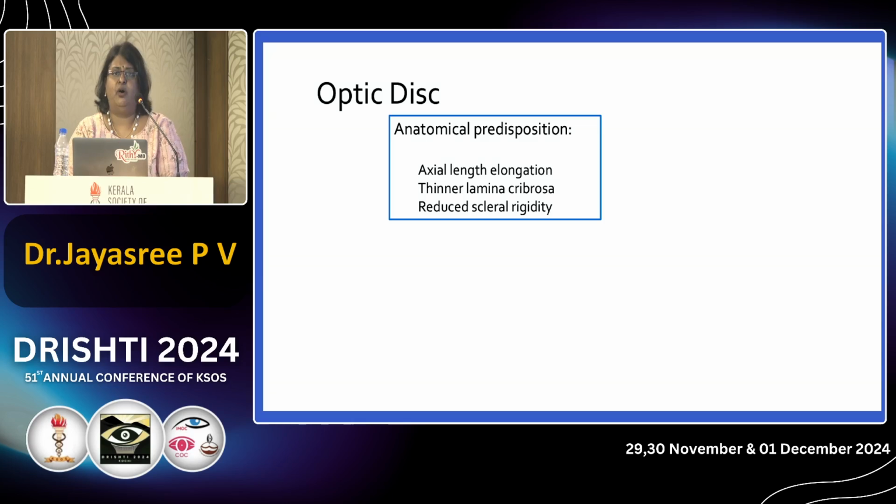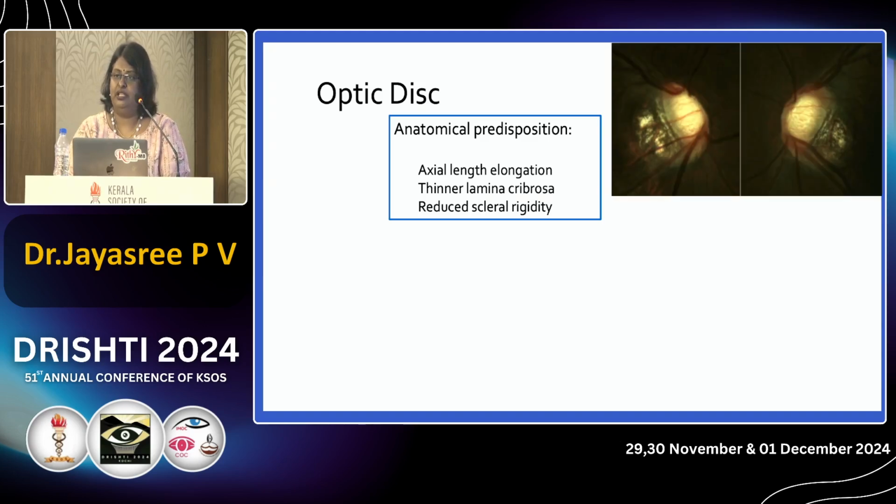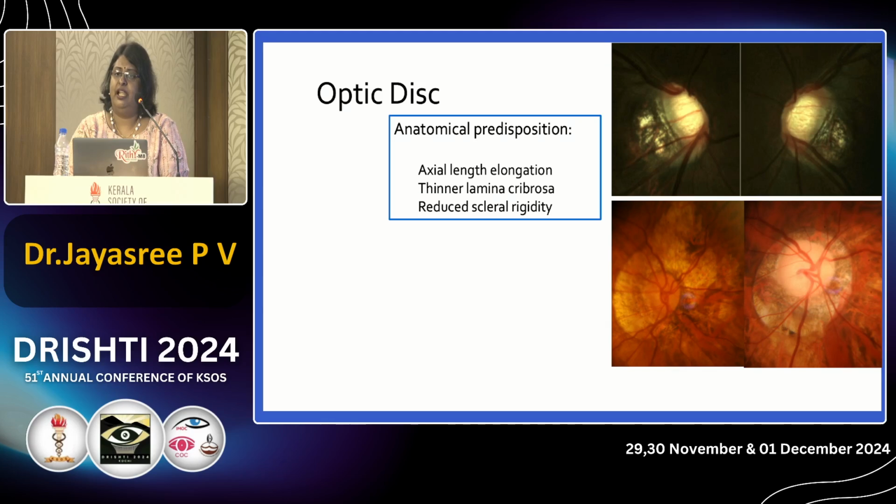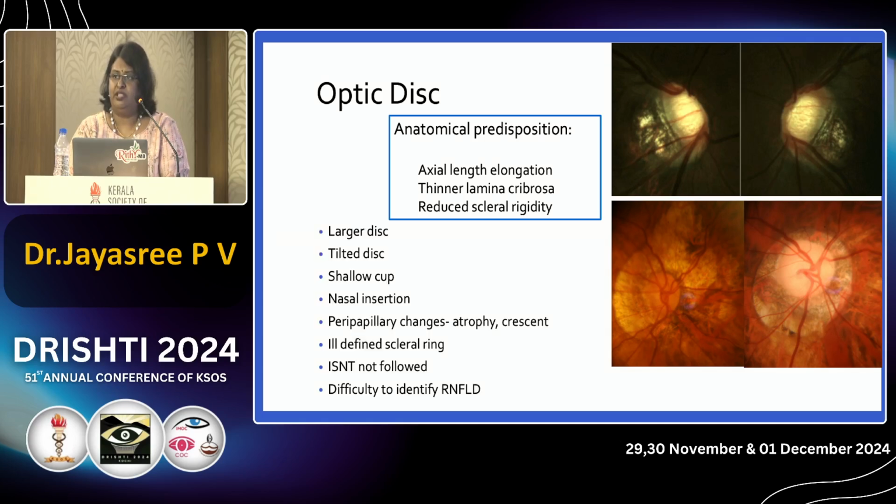Coming to the optic disc, all these problems of scleral thickening and axial length elongation are there, and with this you have to see the optic disc. You can see n number of variations of optic disc presentation. Finding your normal CDR and your normal ISNT is not going to happen in an optic disc when you have myopia. What all presentations can there be?